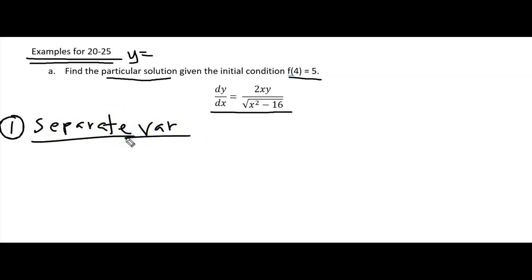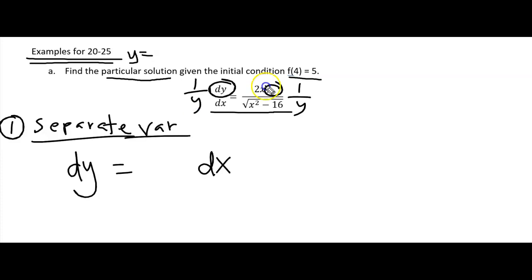Okay, so what that means is we're going to leave the dy on the left side, and I want to put the dx on the right side. And I want all my x's on the right, and I want all my y's on the left. So the only y that's over here on the right side is right there. So what I'm going to do is divide both sides by y to get rid of it over there. And now I have this. And on the right side, we have the rest of the problem there, which is 2x over the square root of x squared minus 16.